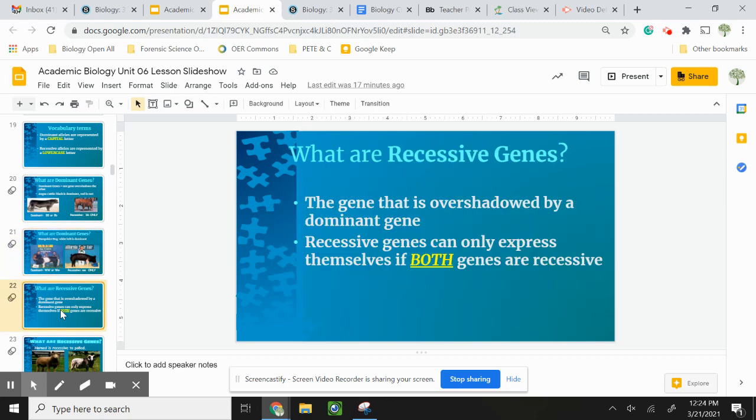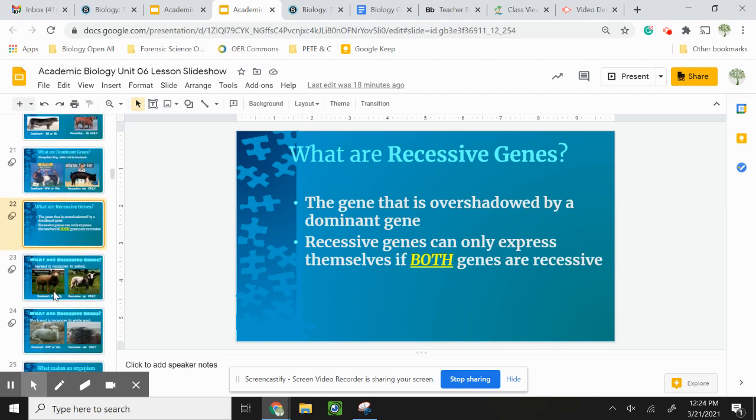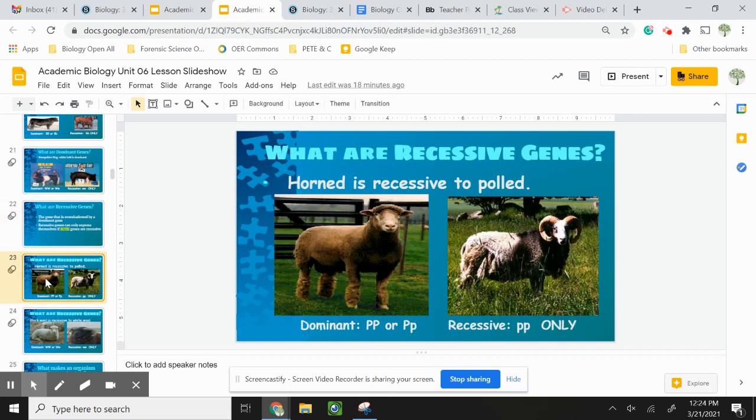Recessive genes are overshadowed by the dominant gene. So whenever there's one dominant and one recessive, you're not going to see that recessive characteristic in the phenotype of the organism. Recessive genes can only express themselves if they are both recessive.